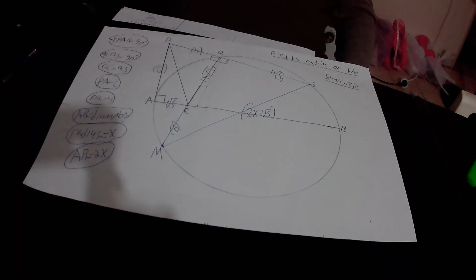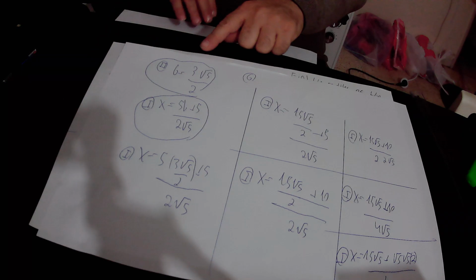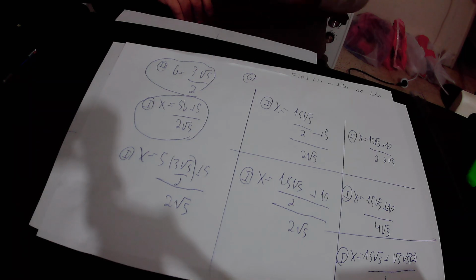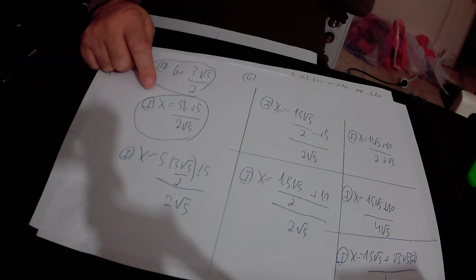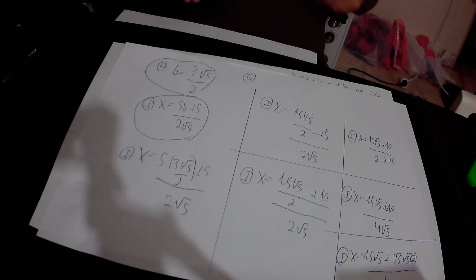I'm repeating again. According to equation number 2, we found out that b equals 3 times square root of 5 over 2. This is according to equation number 2, while according to equation number 1, we've already found out that x equals 5b plus 5 over 2 times square root of 5.